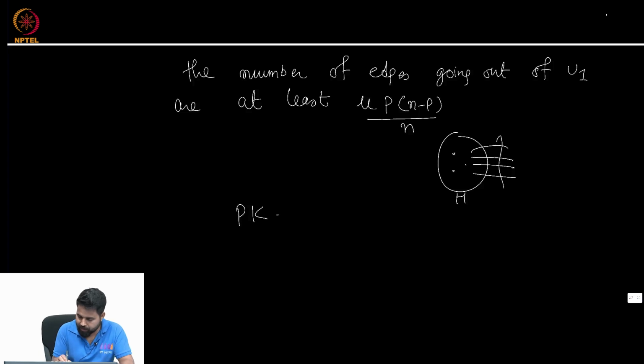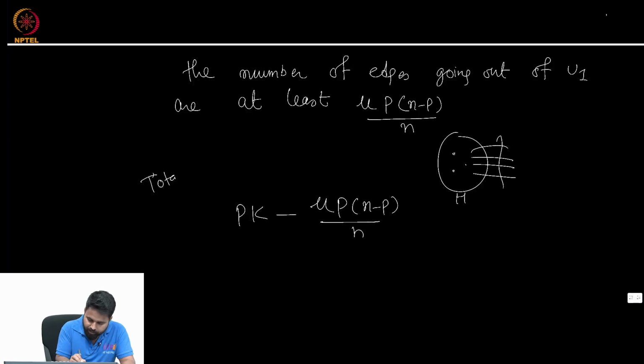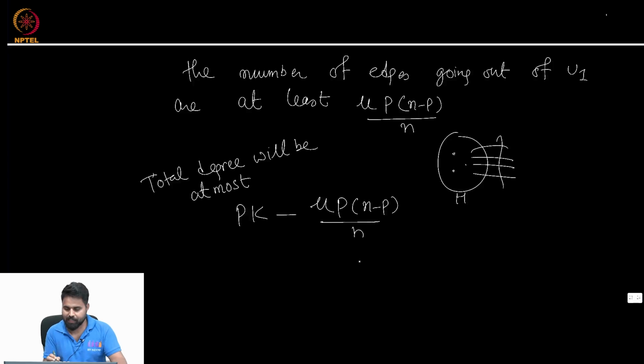Which are not in the induced part, and which are what? So p into n minus p. So this will be at most, so basically the total degree will be at most this number, due to this, right? So now it is very straightforward.